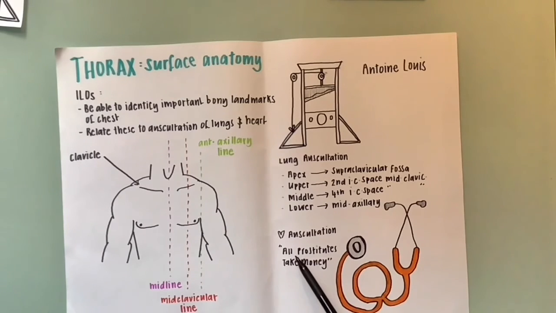The pulmonary area, which is the second intercostal space to the left of the sternum. The tricuspid area, which is the fourth intercostal space to the left of the sternum. And the mitral area, which is the fifth intercostal space along the midclavicular line.